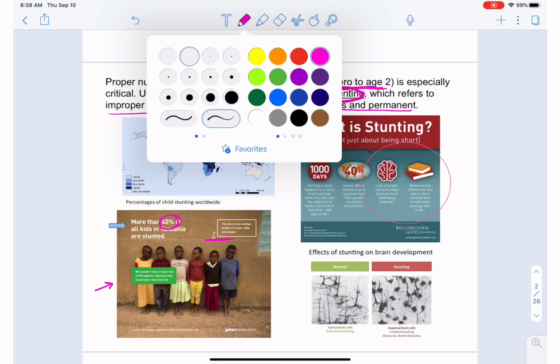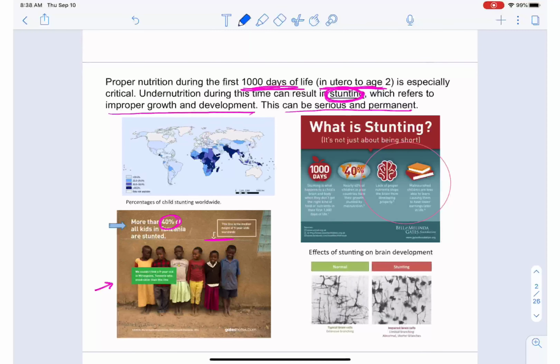But probably most tragically is the effects that it has on mental development. So lack of proper nutrition during this first 1,000 days keeps the brain from developing properly. And what that means is that malnourished children are less able to learn. Okay, the neuronal connections are compromised, and they're less able to learn throughout life, which has repercussions all throughout life, including getting a job, upward mobility, all that type of stuff. And that's seen in this picture down here. Let's take a zoom up on it.